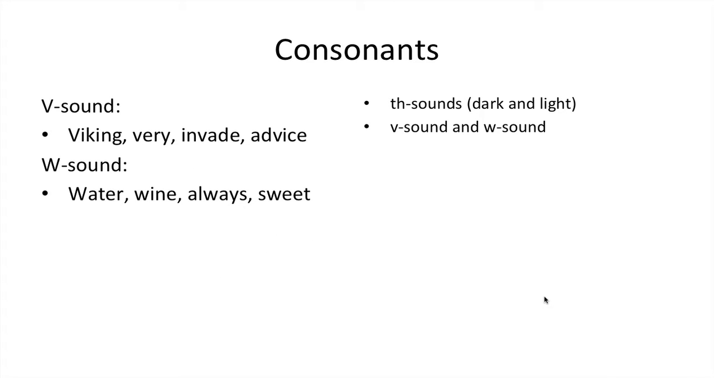And there are the V sounds and the W sound. They're very different. And it's very simple to remember, actually. The V sound is the one you make when you see the V. Words spelled with a V are always pronounced with a V sound and not with a W sound. So it's Viking, not Wiking, and very, not wary, and invade, not inwade. And of course, W sound in water, wine, always.